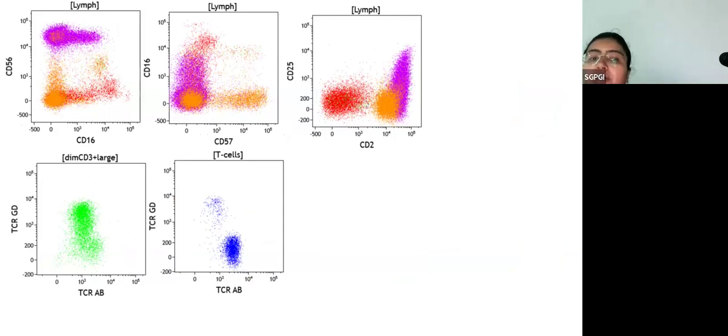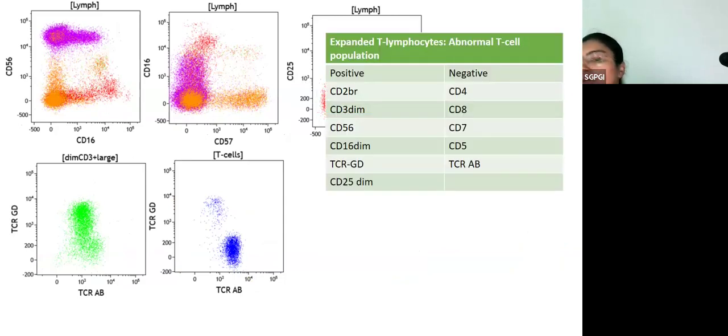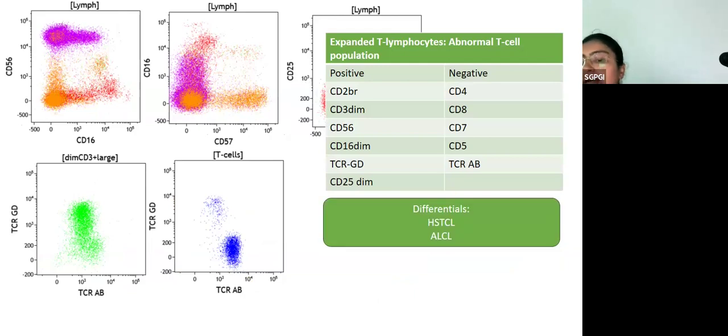So we also look at other markers here. These dim 3 positive cells are expressing CD56. They are expressing a little bit of CD16. As expected, they are 2 positive. And these cells also expressed TCR gamma delta. Okay. So in this case, what are the differentials? It is a 4 negative, 8 negative, very, very blastoid, abnormal looking tumor with a dim expression of surface 3. That is the pattern that this case had.